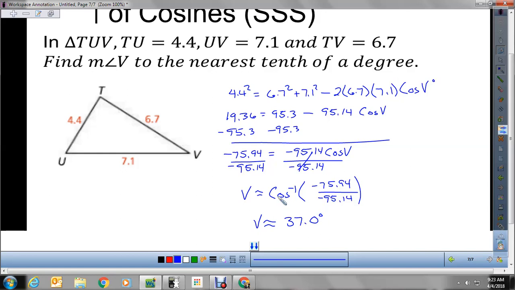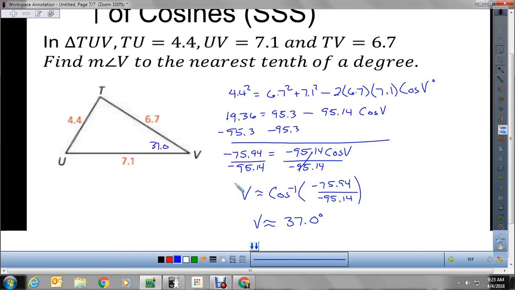All right, so now we've found the measure of angle V, which we said was 37.0. Now, the next part, they ask us to find the measure of angle T. So you have some homework problems that ask you to find both angles, so that means we're going to use the law of cosines again.